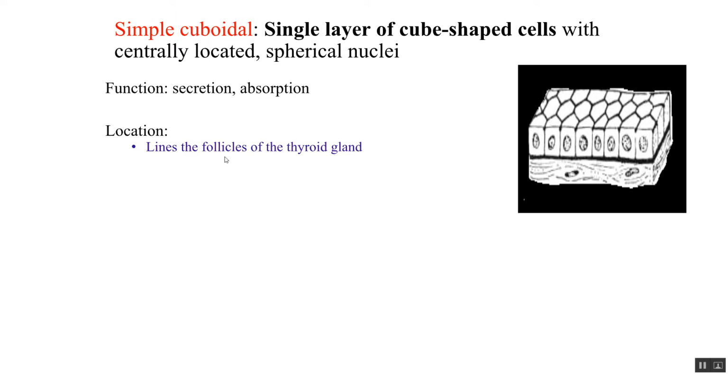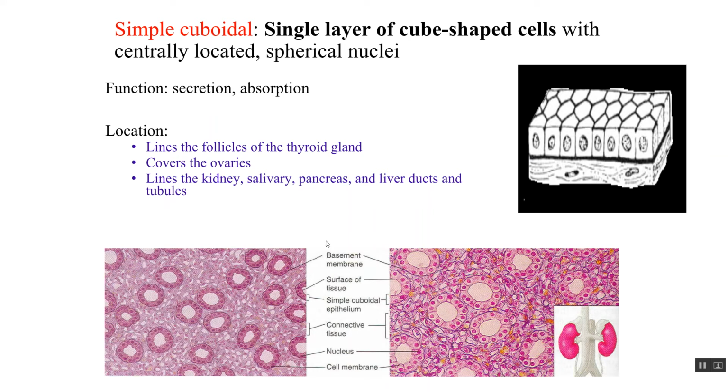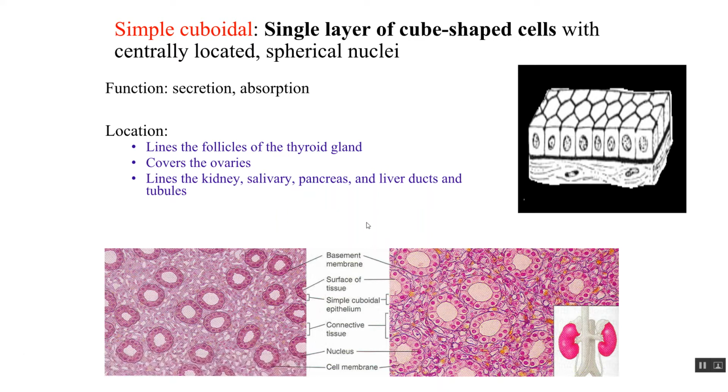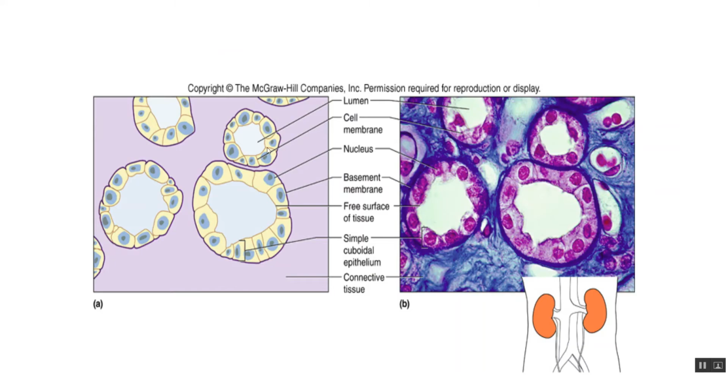They line the follicles of the thyroid gland, cover the ovaries, and also line the kidney, salivary, pancreas, and liver ducts and tubules. So again, here is a picture right here. These are your kidneys down here, and they do filter all your blood. That's why you have some major blood vessels going into them. I'm going to go to the next one because it's a little bit better picture.